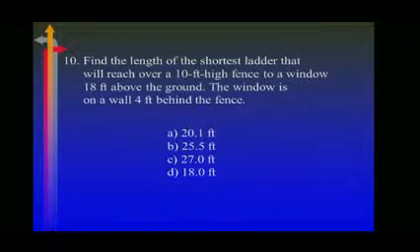And what do I have? I'm saying that there is a fence. Find the length of the shortest ladder that will reach over a 10 feet tall fence to a window 18 feet above the ground. The window is on a wall 4 feet behind the fence. Okay? Got some rough idea? So we'll keep that in mind and go to this thing.